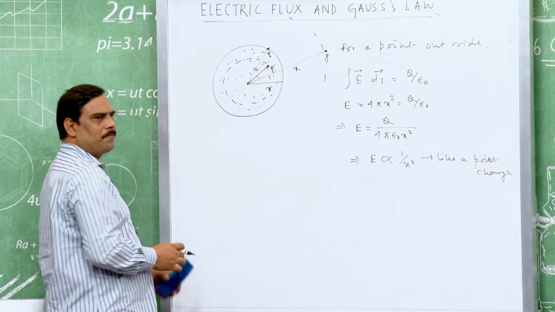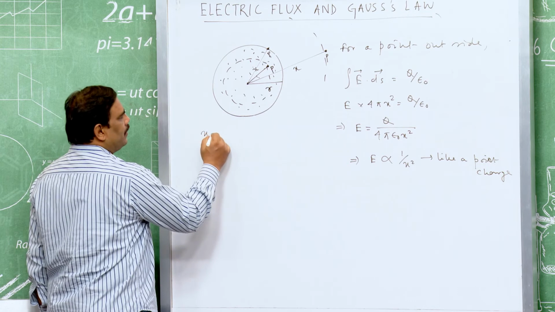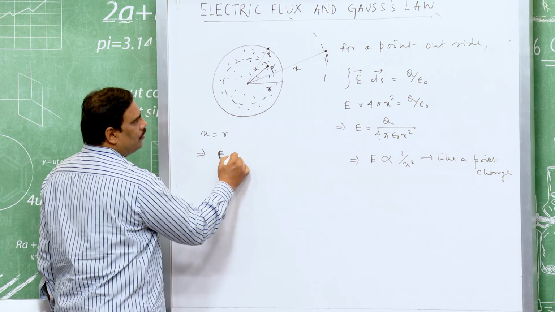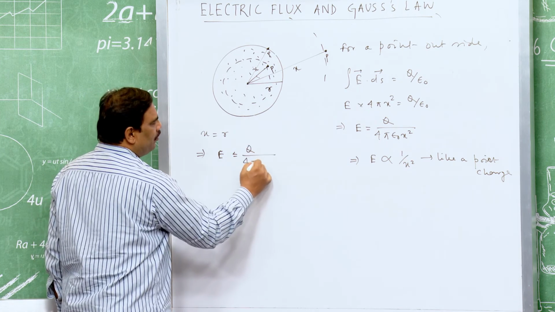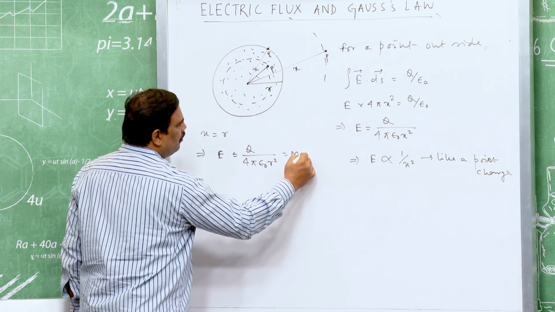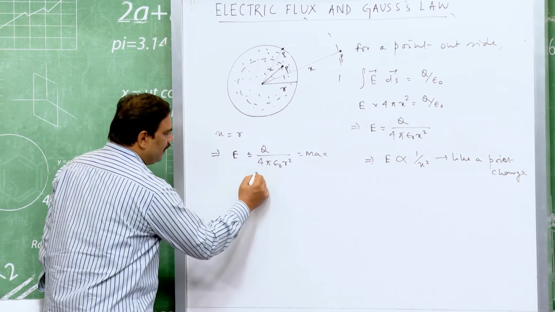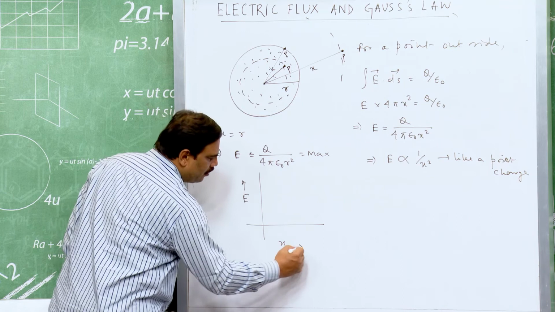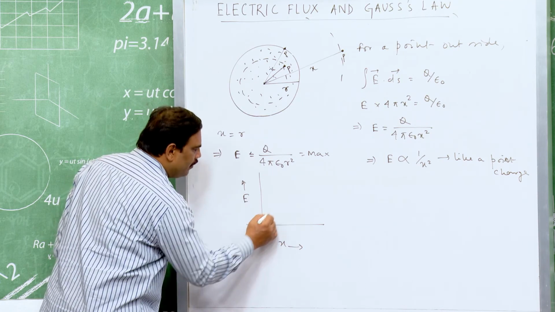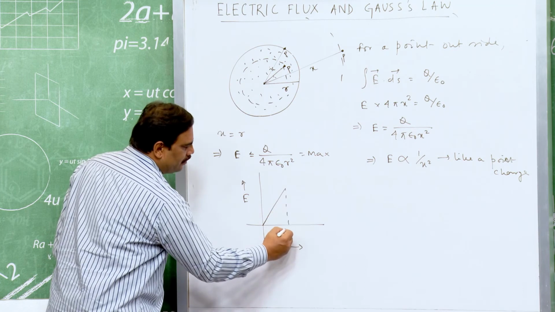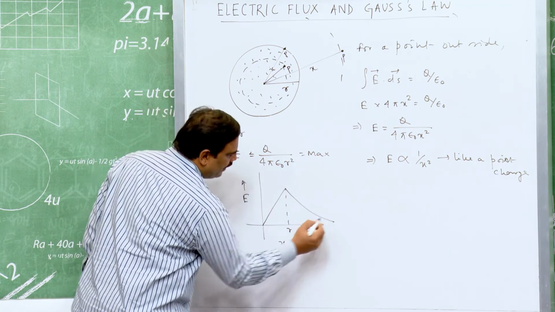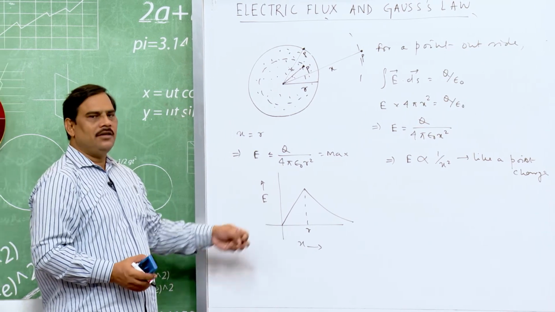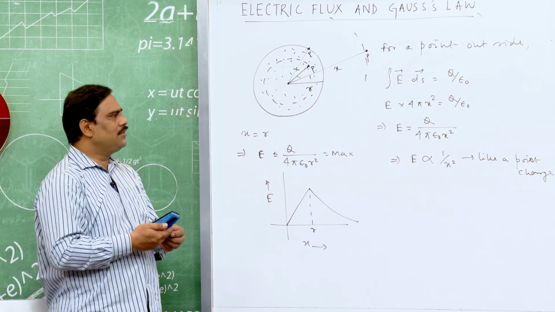On the surface, x is equal to r. So, this implies E is equal to q divided by 4 pi epsilon 0 r square, which is maximum. So, if I plot the graph between electric field and distance x for a non-conducting sphere, it will vary linearly with x up to x equal to r, and then it falls off like 1 by x square. So, this is the variation of electric field with distance due to a non-conducting, charged sphere.